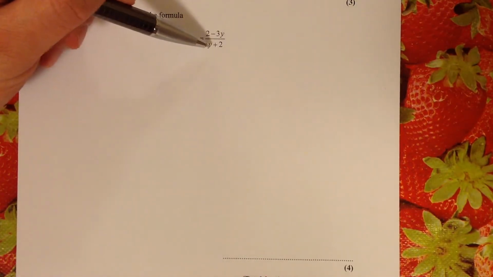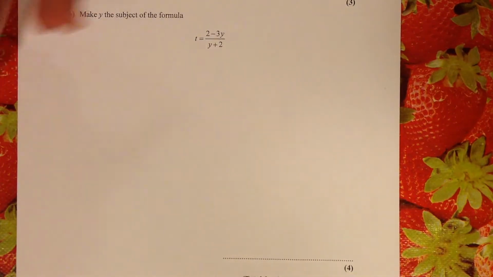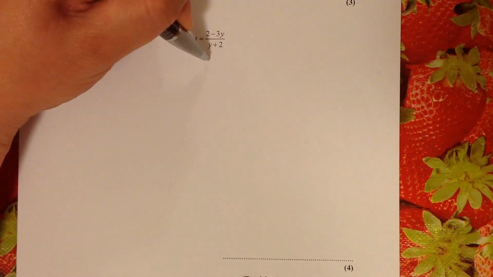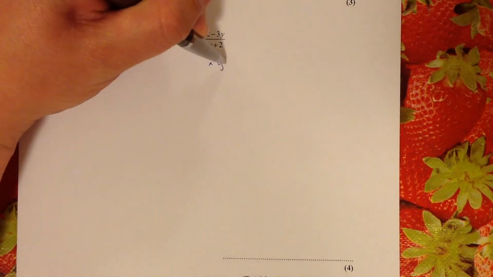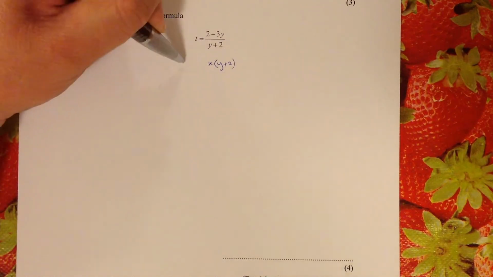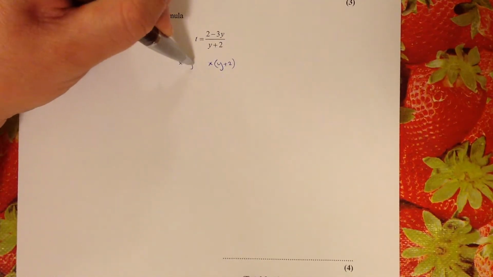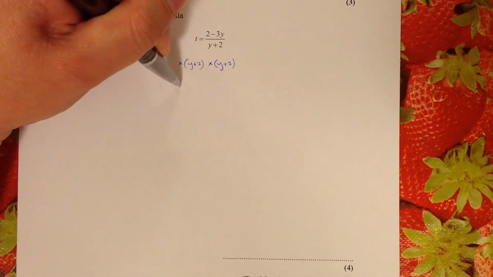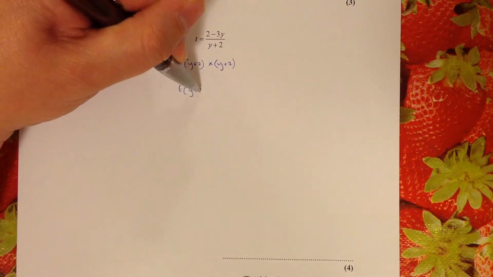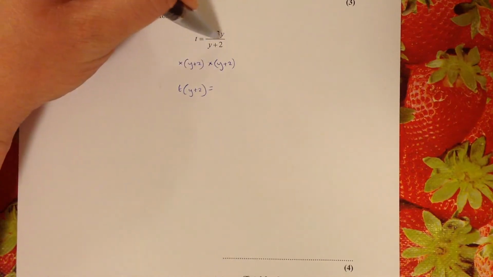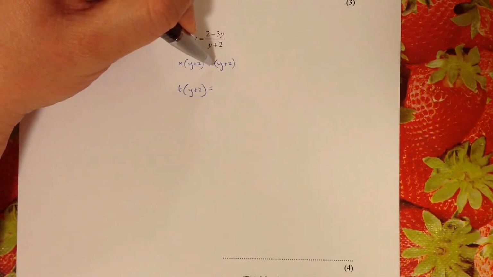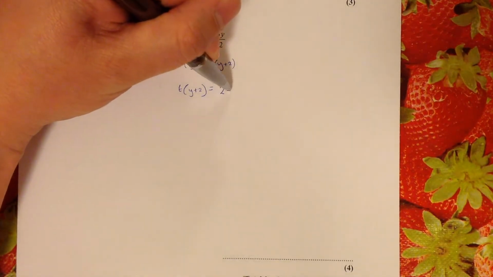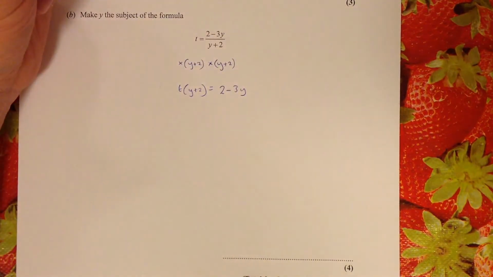this divide by y plus 2 needs to be removed, and to do the inverse of divide by y plus 2 we're going to multiply by y plus 2, and we've got to remember we're going to do that on both sides of our equation. So we're going to go t times y plus 2 equals, now the divide by y plus 2 and the times by y plus 2 are the inverse operations which cancel each other out, so we're left with the 2 minus 3y on top.